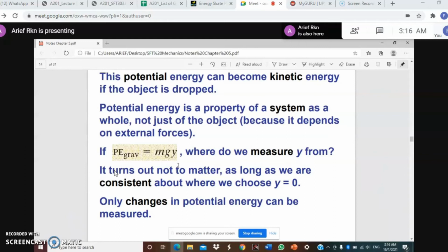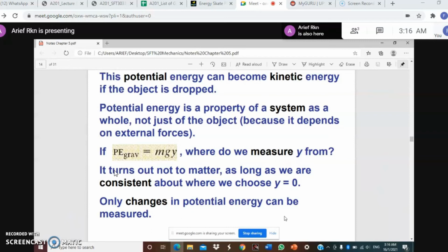And we can see from the lecture note, it turns out not to matter as long as we are consistent about where we choose the y. So from the simulation, we know that y equals 0 is at the bottom of the track. So we know that mass and gravitational potential energy are directly proportional: when the skater is going down the potential energy is lower, and when going up, the higher the potential energy.